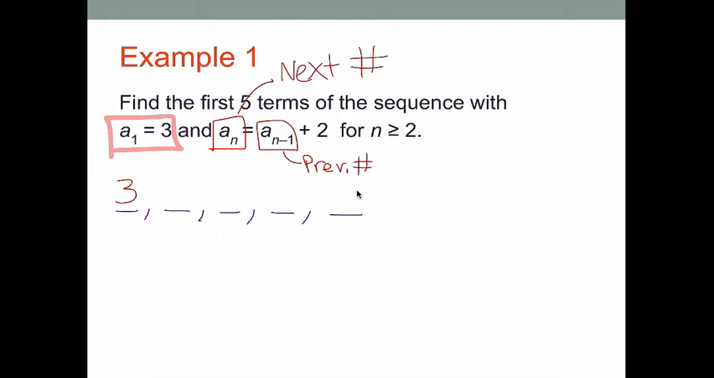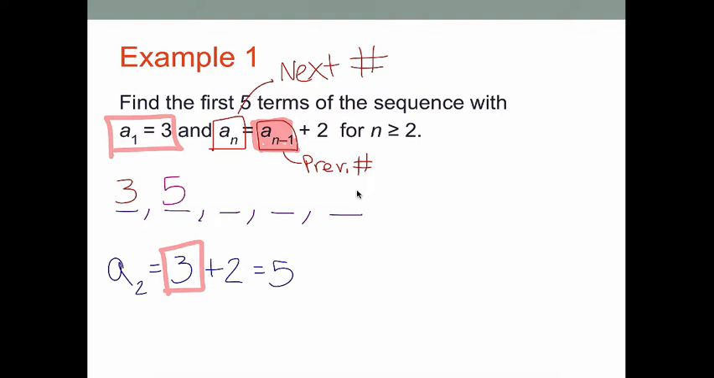So if I want to find my second number in this list of values, in other words, if I want to find a sub 2, I need to take my previous number, the very first one that's given to me, which is 3, and add 2 to it. And that gives me 5. So what I've done is I've taken this entire a subscript n minus 1, this whole thing, and I've plugged in the original number in the list, the first number in the list. That then, when I add 2 to it, gave me 5, so that's telling me my next number I'm going to write down that comes after 3 is 5.